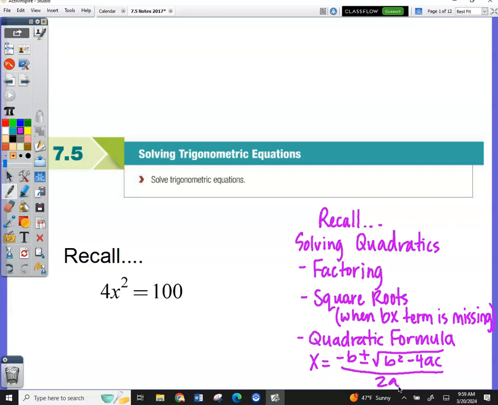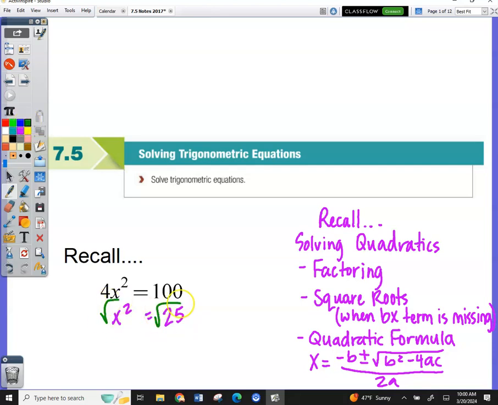The square roots one, I wanted to make sure you knew what I mean by when the bx term is missing. So I put one right here. So here is a quadratic equation, and if you notice there is only the ax squared term, the bx term is gone. So we can solve by square roots here. Refresher, you have to get what's being squared by itself before you can square root. In this case, the 4 is in the way, so I would divide by 4 on both sides, and then I would take the square root.